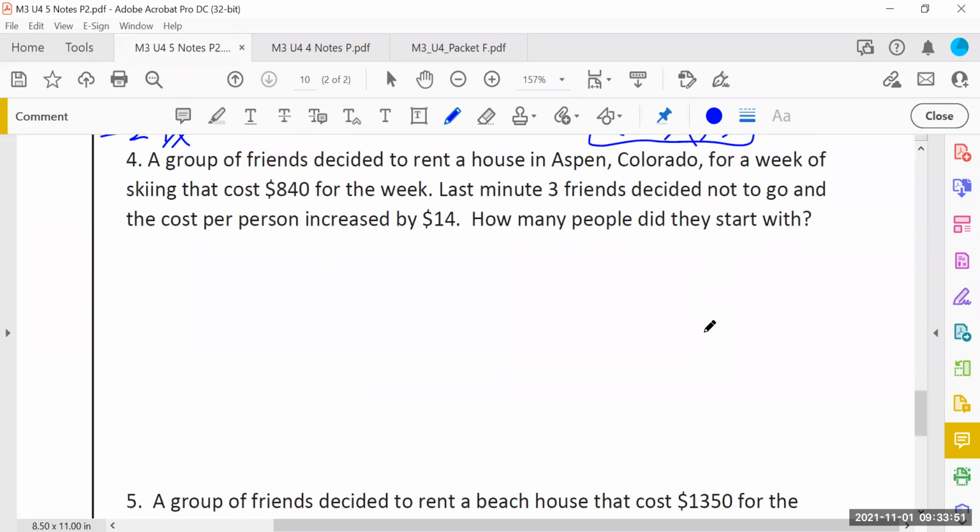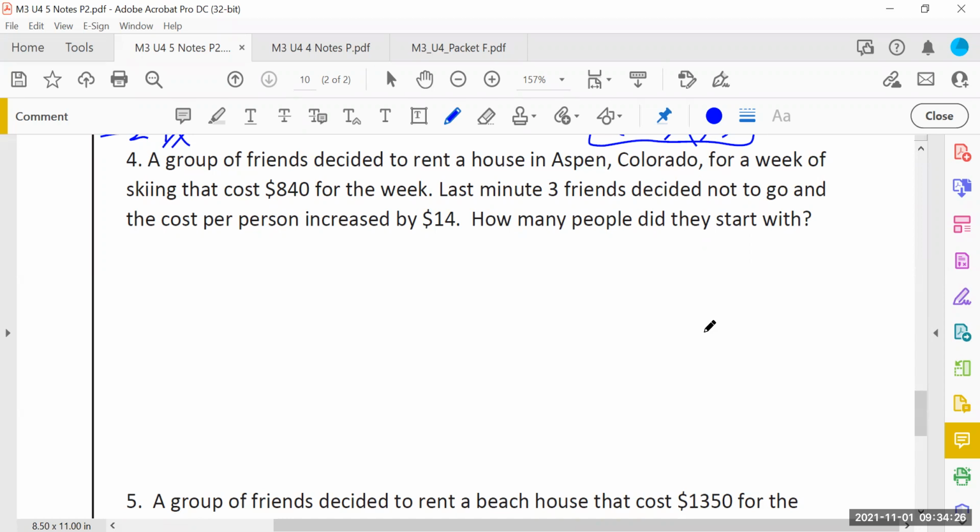A group of friends decides to rent a house in Aspen, Colorado. They're going to go for a week of skiing. The house costs $840 for the week to rent. Last minute, 3 friends decide not to go. They drop out on their friends. They bail, leaving the rest of them with the cost. Still got to get paid, right? Can't go if you're not going to pay for the house. So they all have to figure out, okay, how much do we each owe now? Everybody now has to pay an extra $14 to cover those 3 people that dropped out.